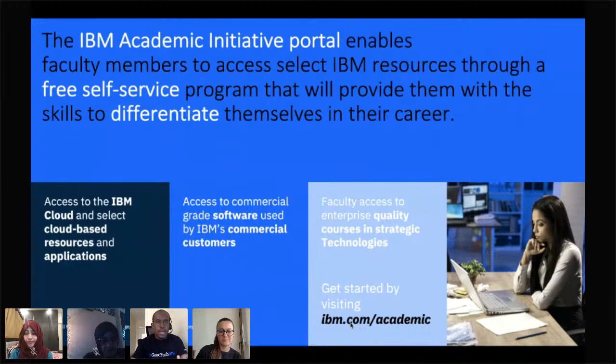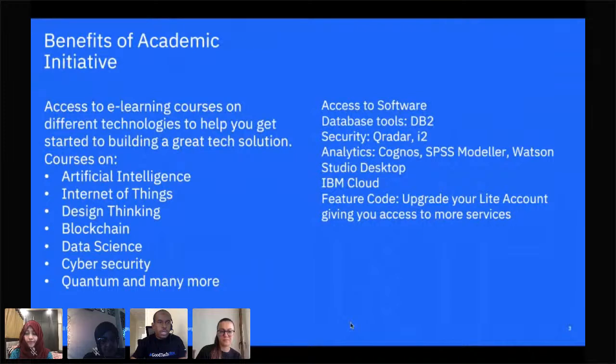So let me show you what's behind the Academic Initiative. I mentioned you have e-learning courses. So if you want to skill up on some of these technology areas as you build your solution, there's material on artificial intelligence, IoT, blockchain, data science, cybersecurity, quantum, and much more. But also more importantly, there is a course on design thinking. And I'd advise you, as you go through your ideation process to develop the solution that you would like to submit for your Call for Code challenge, use design thinking. Go through that process and then understand how you could actually develop the solution for what you're proposing for the Call for Code challenge.